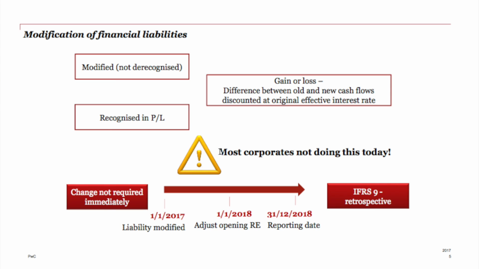IFRS 9 has retrospective application. This means I need to adjust the opening balance of retained earnings when I first adopt IFRS 9. So any gains and losses that I have on financial liabilities that were restructured before the adoption of IFRS 9 would need to be adjusted against the opening balance of retained earnings. For example, if I have a year end of 31 December 2018, on 1 Jan 2018, when I first apply IFRS 9, I would need to make an adjustment against the opening balance of retained earnings. Now, this can have a significant impact on finance costs recognized in the income statement going forward once IFRS 9 does become effective.